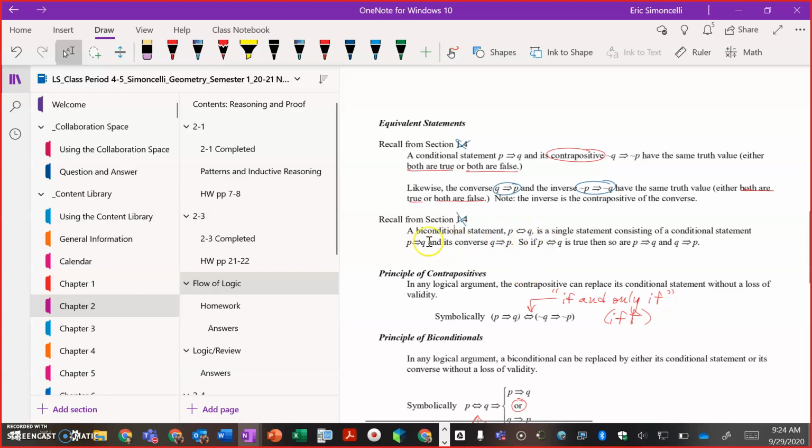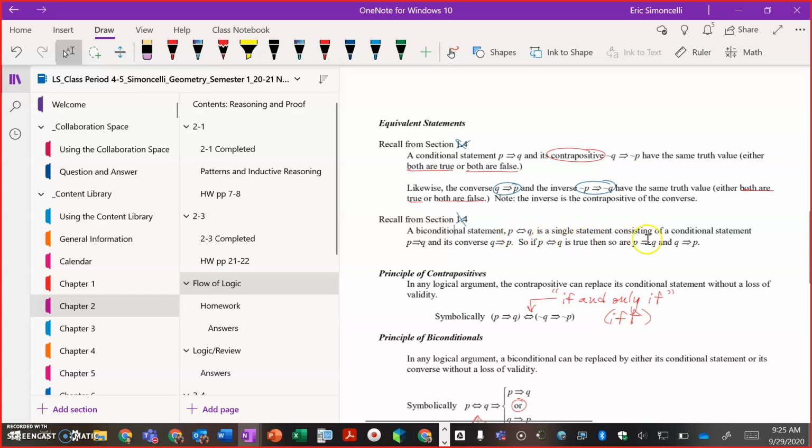Okay, so a biconditional is such that you see if P then Q, but also in the other direction, if Q then P. We're going to use the language of if and only if. I wrote it down here, but you can also place it here if you'd like, because that's the first place you're seeing it. So if P then Q and if Q then P, both of those are true.